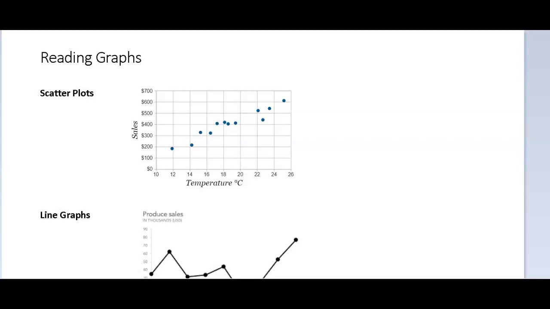Reading graphs. There are some common graphs that you might run into in your courses. The first are scatter plots. Scatter plots are charts used to visualize random variables with dot-like markers that represent each data point. These markers are usually scattered across a chart area. In this example, the scatter plot compares the temperature in Celsius to the sales of some item. We can see that as the temperature increases, the sale of the item goes up.